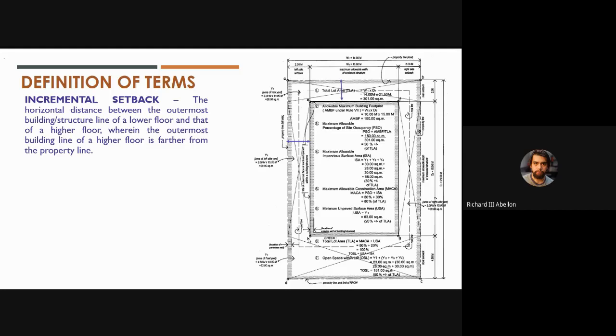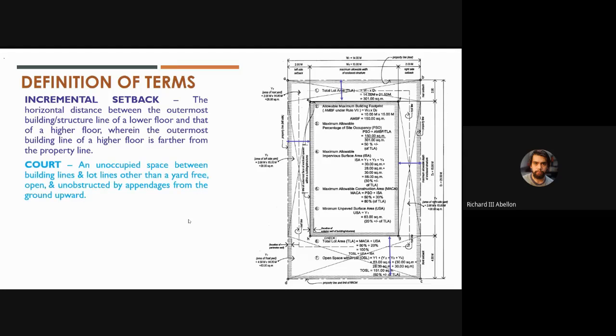Ayan siya. If you can see the purple arrows or the blue arrows. Ayan. Yan yung mga setbacks natin. We have the sides, the front, and the rear. Rear yung sa likod. Then sides. Ayan. Okay, so mamaya titignan natin kung ano yung mga minimum measurements or setbacks na kailangan according to the building code, the National Building Code of the Philippines.